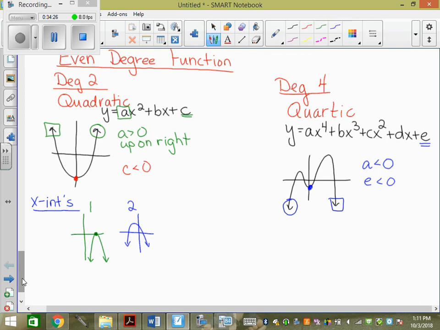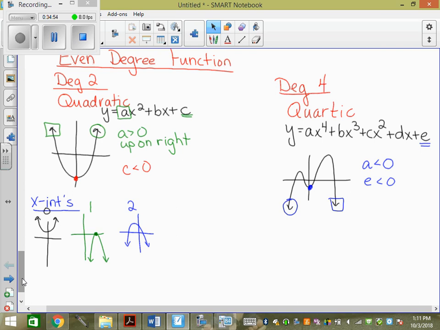Or you could have none. And even degree functions, we can have none. Why? Yeah, because you can be completely above or completely below because our arrows are in the same direction, right? So the whole thing could be above and the whole thing can be below. It's not forcing it to cross through. Opposite direction arms, you're going to cross through at least once. But even, you don't have to.